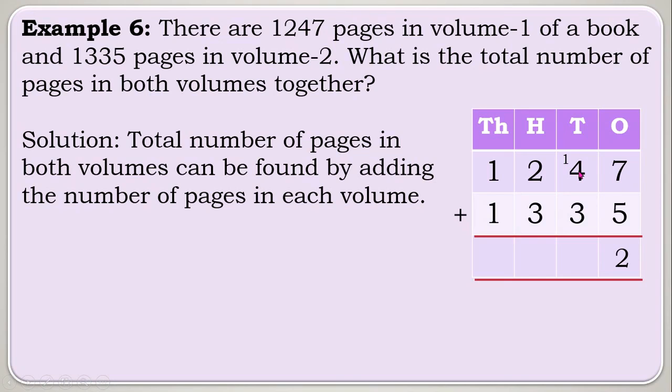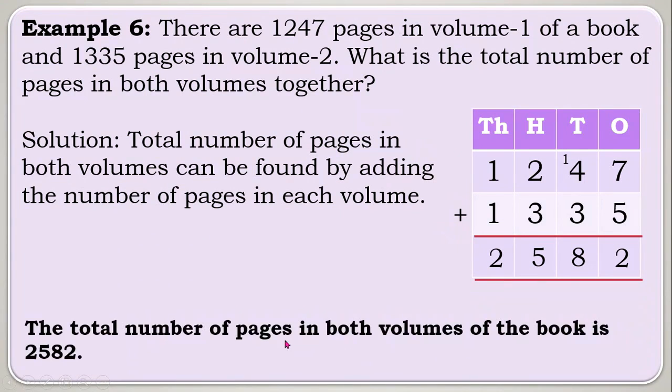And 1 plus 4 is 5, 5 plus 3 is 8. I will write 8 here. And there is no carry this time to the next column. So 2 plus 3 is 5. And now the digits in thousands column are 1 and 1. 1 plus 1 is 2. So therefore, the total number of pages in both volumes of the book is 2582.